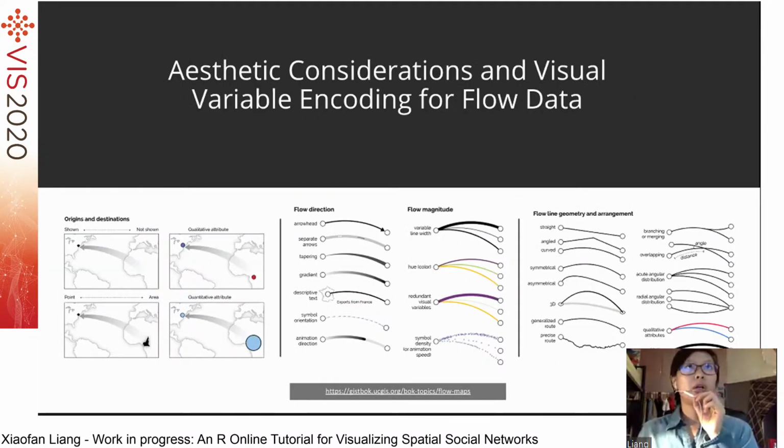So there are a lot of aesthetic considerations and visual variable encodings that we have not implemented yet for this tutorial. And this is definitely the future work that we need to focus on. So these graphs illustrated some of the complexity in visualizing flow data, including origin and destination, the attributes of flows, and the geometry and their arrangements.